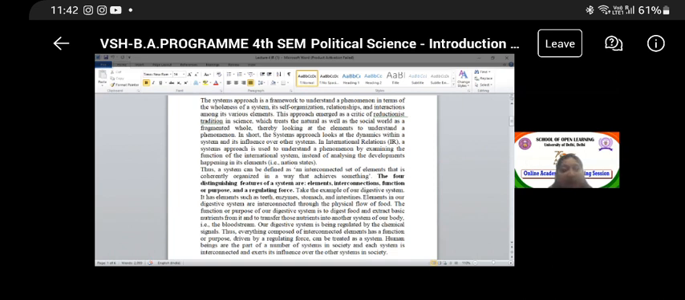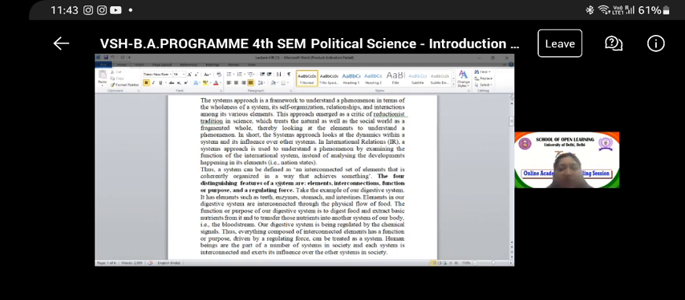Thus, a system can be defined as an interconnected set of elements that is coherently organized in a way that achieves something together, right? When they come together, all these different and disparate set of elements, they together achieve something. Okay.